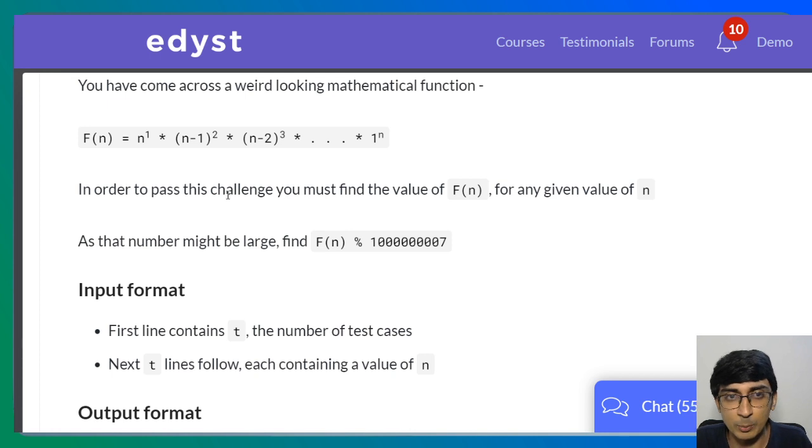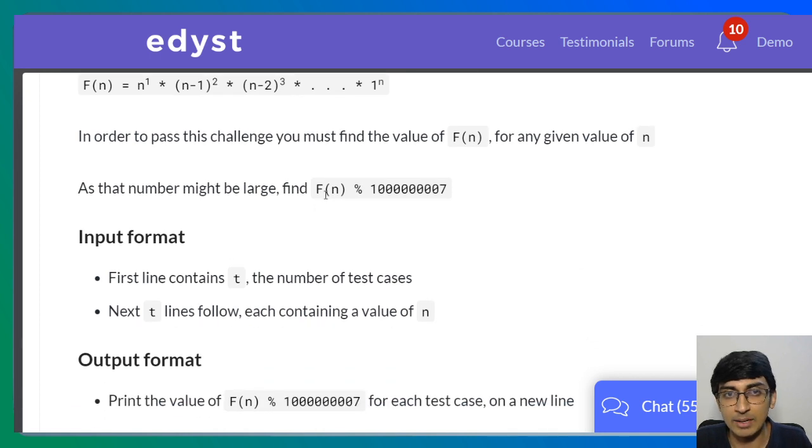In order to pass this challenge, you must find the value of f of n for any given value of n. As that number might be large, do this. We'll come to this at the end. This is a very critical thing in most product based and advanced questions. Forget about it being dynamic programming or not, this is one of the most critical things that is there.